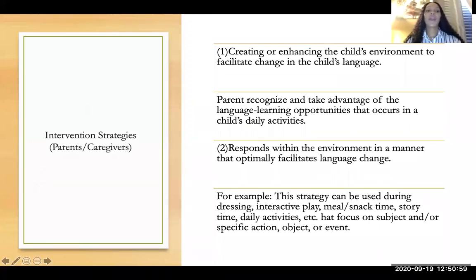Intervention strategies for parents and or caregivers. The first objective is creating or enhancing the child's environment to facilitate change in the child's language. Parents recognize and take advantage of the language learning opportunities that occur in a child's daily activities. The second objective is responding within the environment in a manner that optimally facilitates language change. For example, this strategy can be used during dressing, interactive play, meal and or snack time, story time, and daily activities, etc., that have a focus on a subject and or specific action, object, or event.